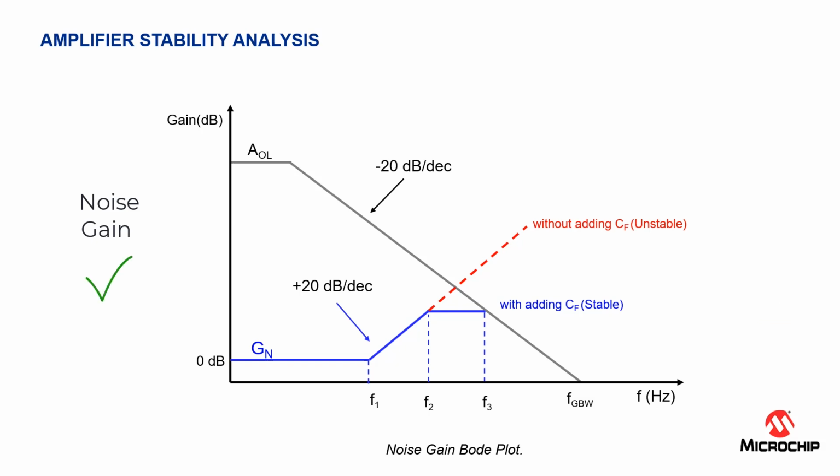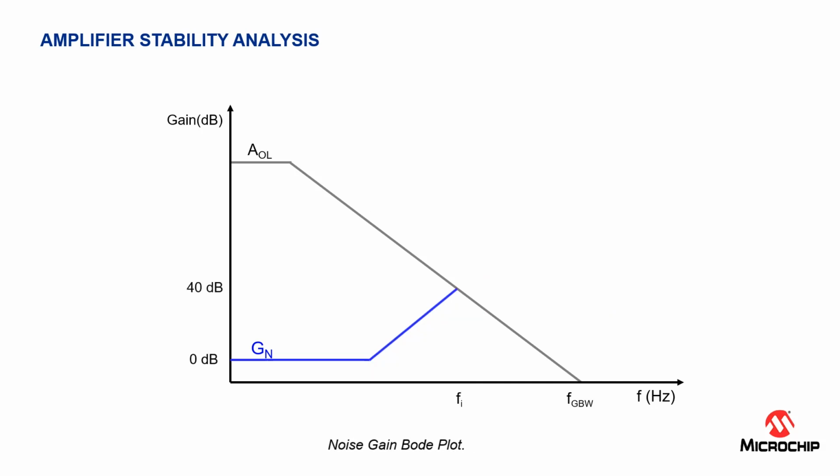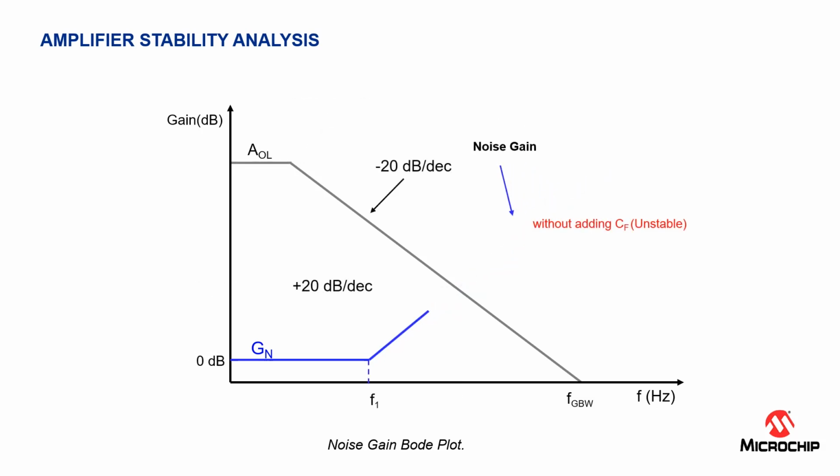The stability of the system is determined by the net slope between the noise gain and the amplifier open loop gain at the frequency where they cross over. For an unstable Photodiode amplifier, the net slope between noise gain and amplifier open loop is equal to plus 40 dB per decade as shown on the graph, where the dotted line of the noise gain intercepts the curve at the open loop. The dashed line shows the extended noise gain curve without adding the feedback capacitor.